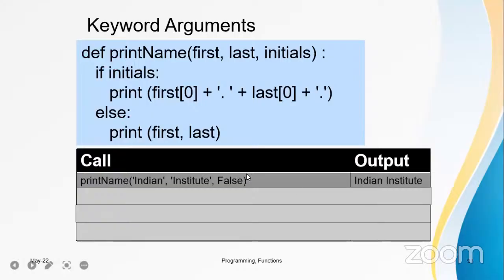Okay. So Indian Institute. I have given Indian as first. How this function is written, I'll explain to you. Indian is first, institute is last, initial is false. If initial is false, then I should go for the full name. The function prints the full name because initial is false.